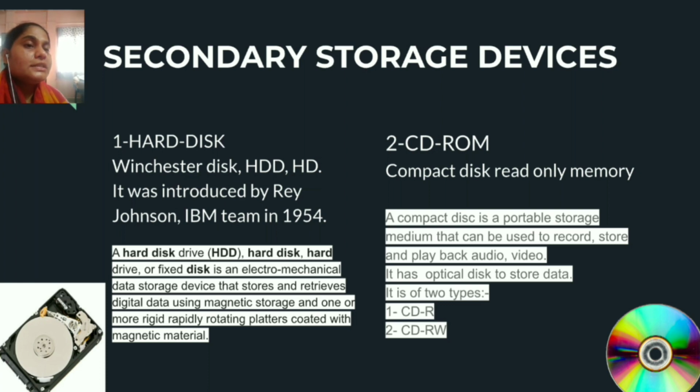Next, number two is CD-ROM. A compact disc is a portable storage medium that can be used to record, store, and play back audio and video. It uses an optical disc to store data. It is of two types, CD-R and CD-RW. CD-R is used to record once and CD-RW is rewritable, meaning you can delete the data and edit it again.